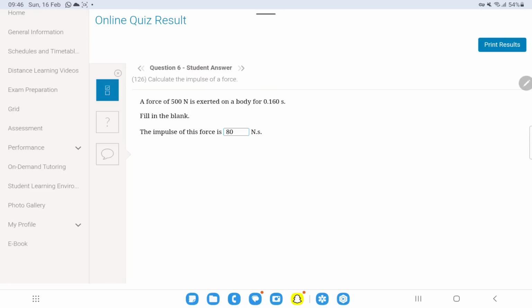Here they want impulse. We know that impulse J equals F delta T. So J here is, the force is 500 times delta T is 0.160 seconds. So J equals, you can put it in your calculator, 0.16.